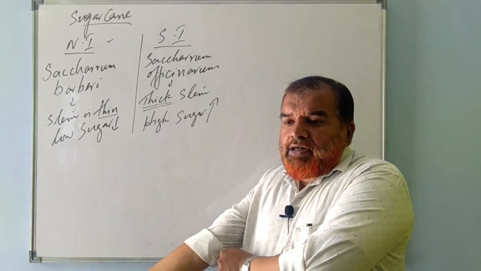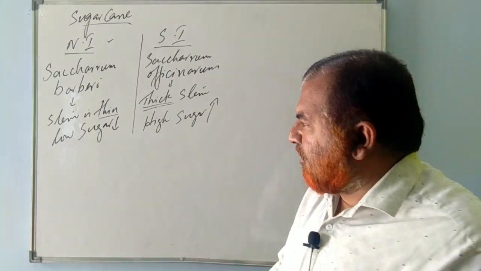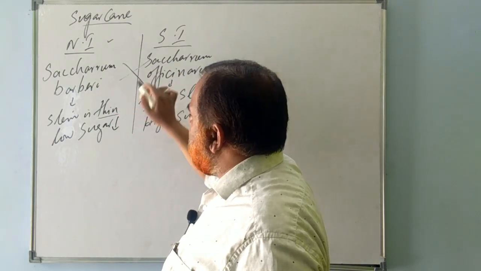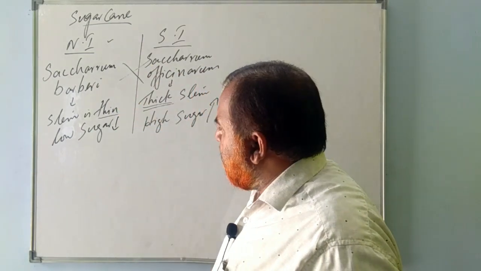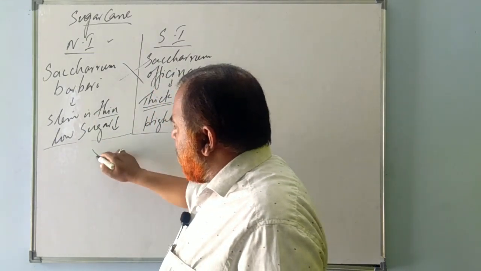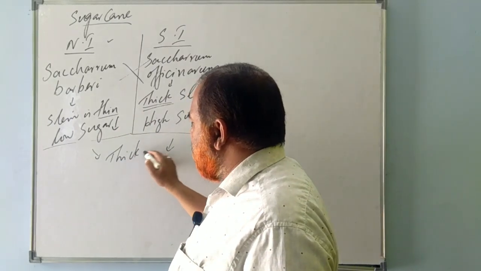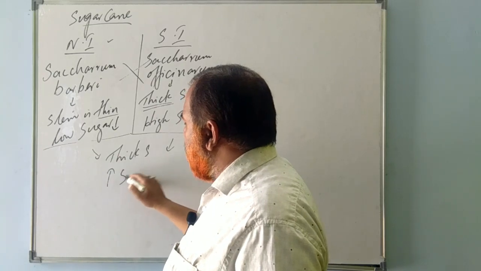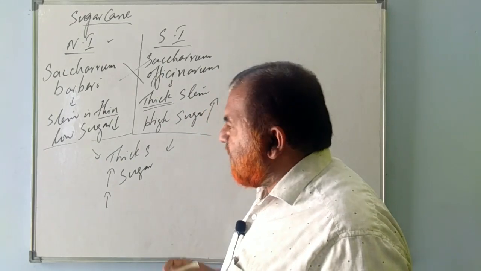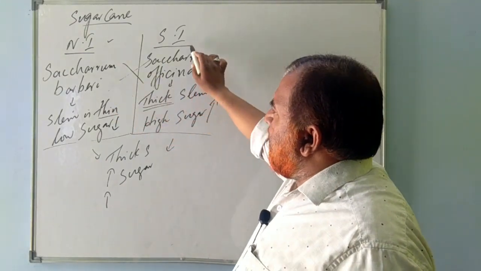thought of hybridization of these two varieties, that is, Saccharum barberi and Saccharum officinarum. Hybridization was done, and they produced a new breed, also named Saccharum officinarum, that has both characteristics: the fast growing characteristic, the thick stem and more sugar level. This variety was grown in North India, and this variety is grown in South India.